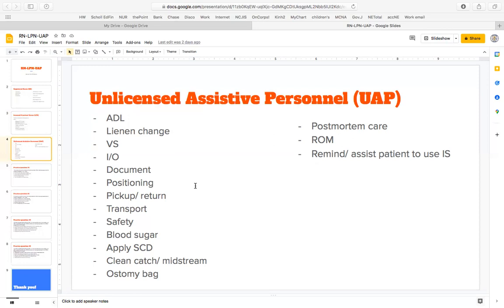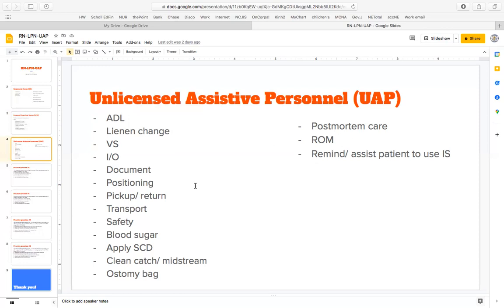UAP can pick up and return things. What I mean by that is that UAP can pick up or return blood or meds to places like blood banks or pharmacy. So if the nurse looks at the lab and determines this patient needs blood, she's going to call the doctor to make the order, and then the nurse will tell the UAP, "Can you go and pick up this blood from the blood bank, please?" The UAP comes over and gives the nurse that blood, and the nurse verifies it with another nurse.